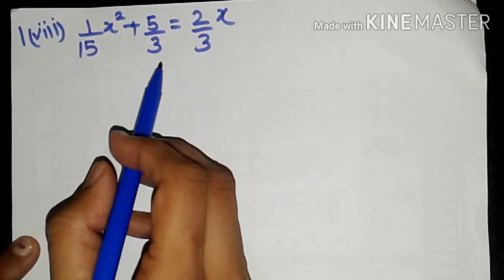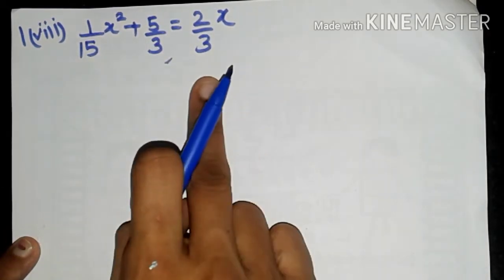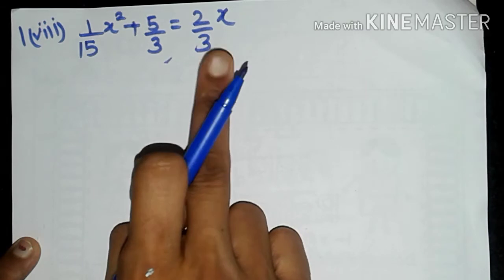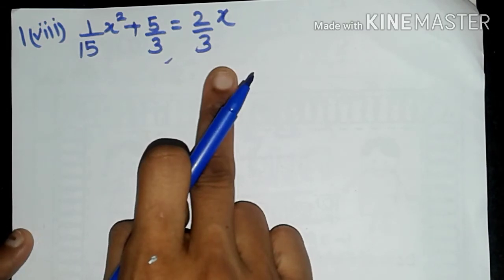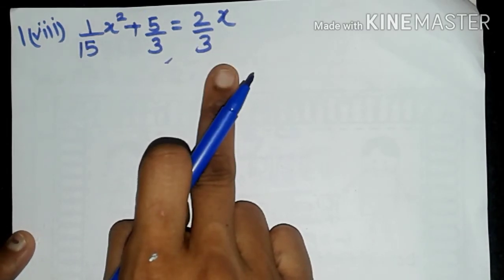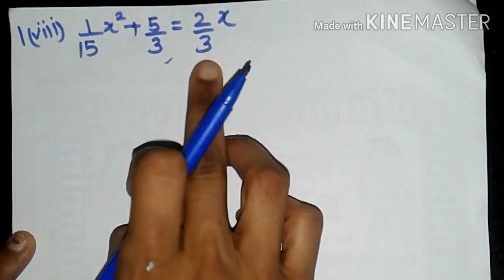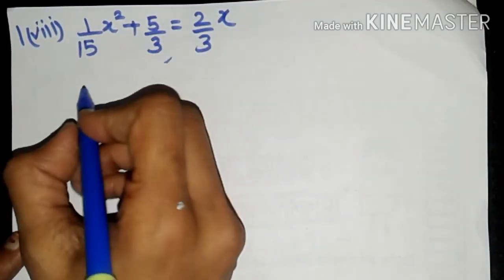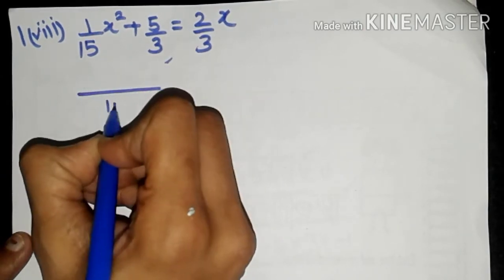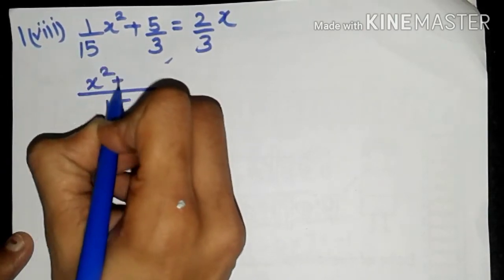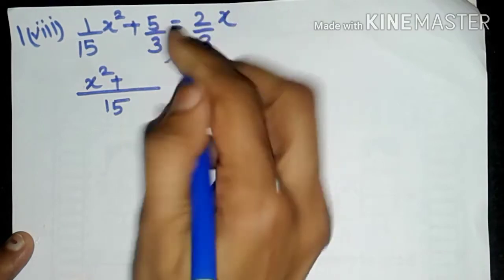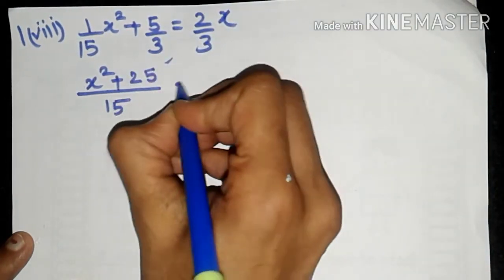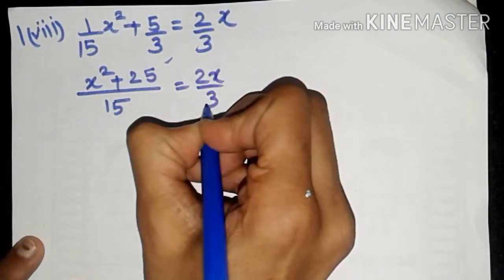So this is the quadratic equation, but like the previous sum, what is wrong with this equation? It is not in the standard form of the quadratic equation. So we have to take LCM, we have to bring all the terms to one side. So let us start by taking LCM. Okay, so we'll get x square, 5 5s are 25. This is how we do it.